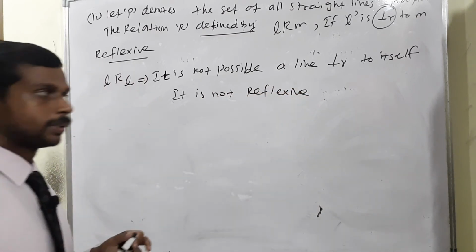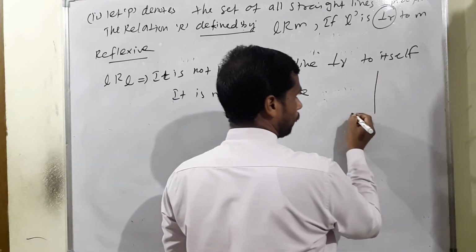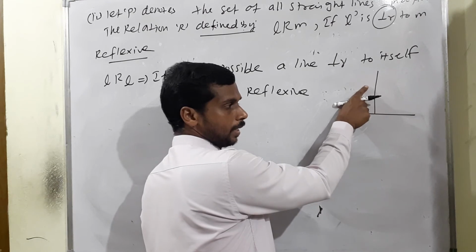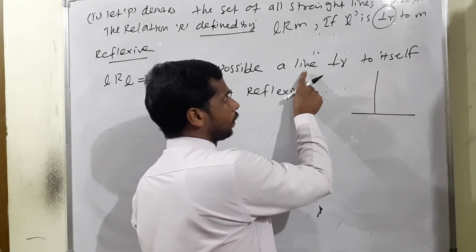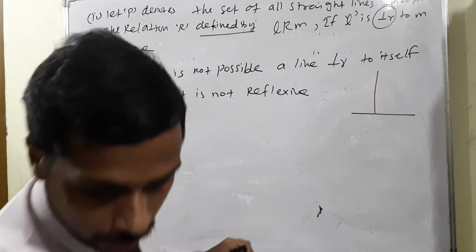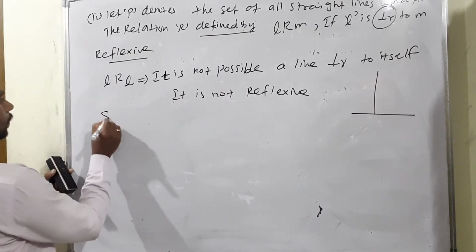Definitely not possible. If you take one perpendicular line, this is one line and this is another line. That's why we say it is not possible for a line to be perpendicular to itself. I am moving to the second one, symmetric.